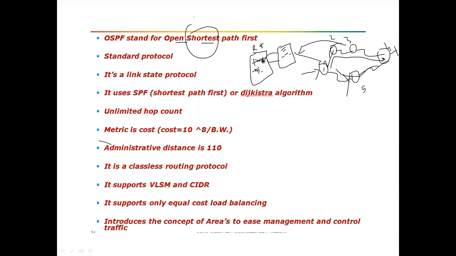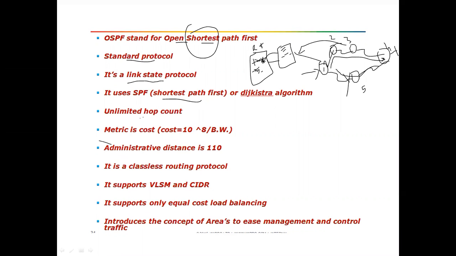So this is a standard protocol. You can run OSPF on Juniper. You can run it between Palo Alto and Cisco. You can run it between Checkpoint and Cisco ASA. Anything is possible. It is a link state protocol. It uses the shortest path first algorithm.